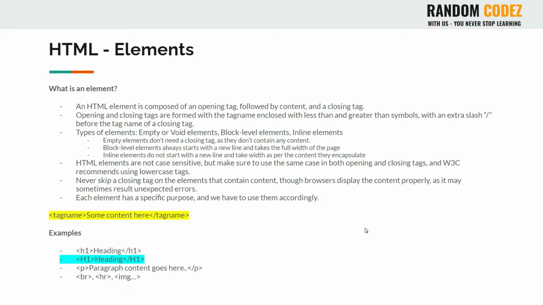There are different types of elements: empty or void elements, block level elements, and inline elements. Empty elements don't need a closing tag as they don't contain any content. Block level elements always start with a new line and take the full width of a page. Inline elements do not start with a new line and take width as per the content that they encapsulate. We will explore more about all these types of elements in our further videos.